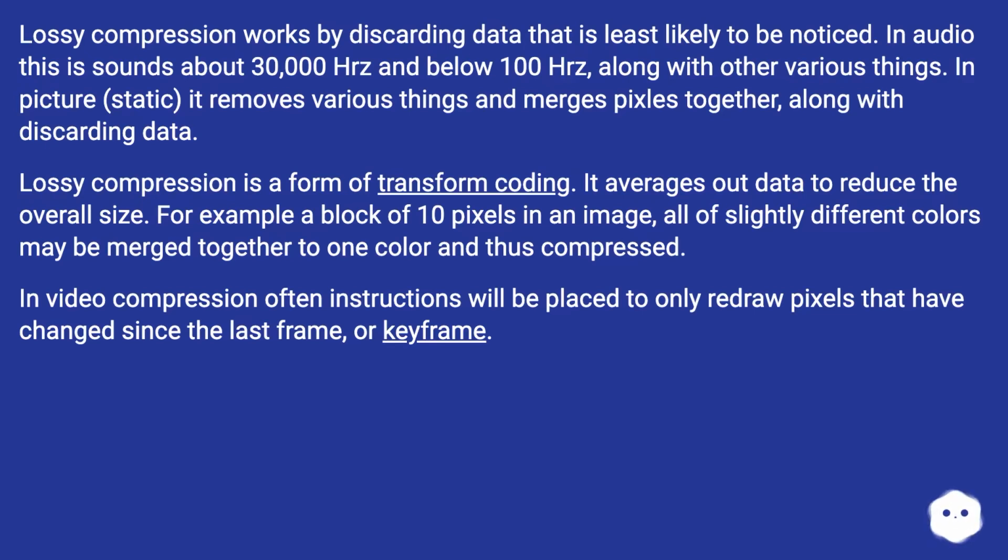Lossy compression is a form of transform coding. It averages out data to reduce the overall size. For example, a block of 10 pixels in an image, all of slightly different colors, may be merged together to one color and thus compressed. In video compression, often instructions will be placed to only redraw pixels that have changed since the last frame or keyframe.